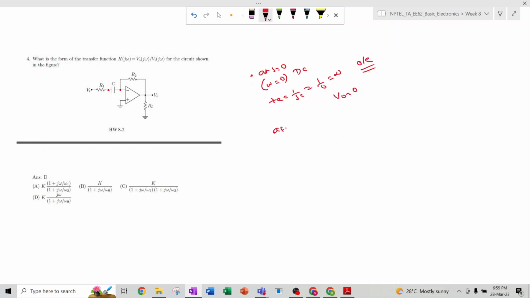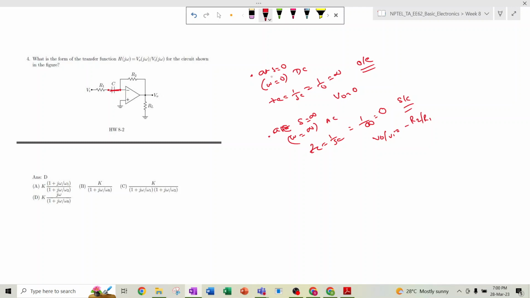And similarly at S equal to infinity, that means omega is equal to infinity, that is a high frequency AC signal. ZC is equal to 1 divided by SC, that means 1 divided by infinity. If we put infinity over here, then it will be 0, so it acts as a short circuit. So now VO divided by VI will be minus R2 by R1, because the op amp will act as an inverting amplifier.